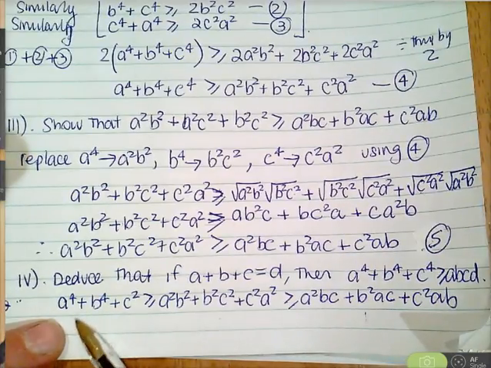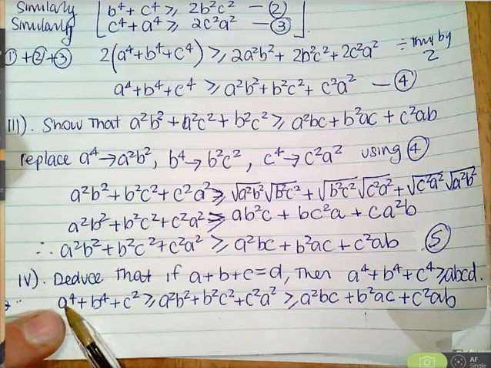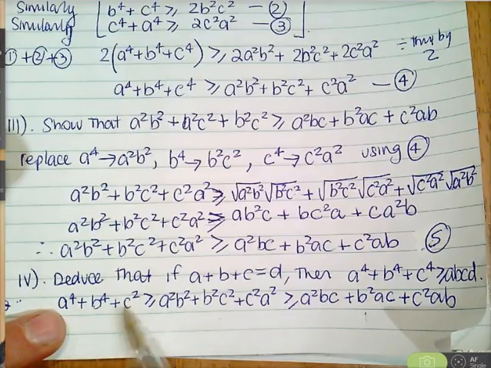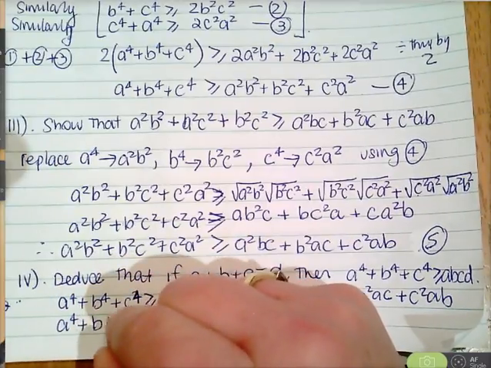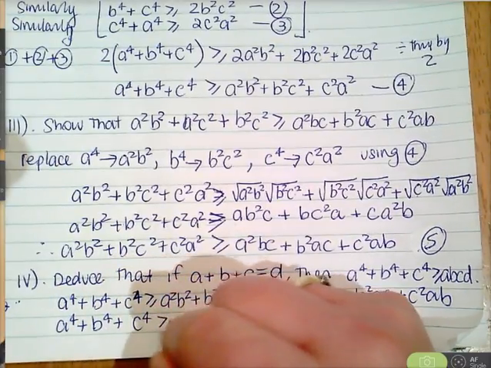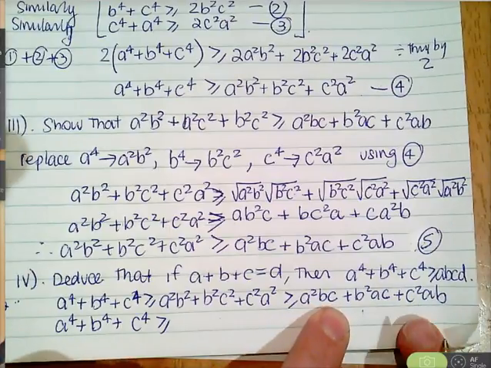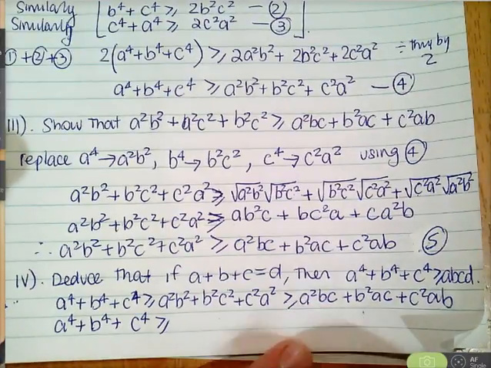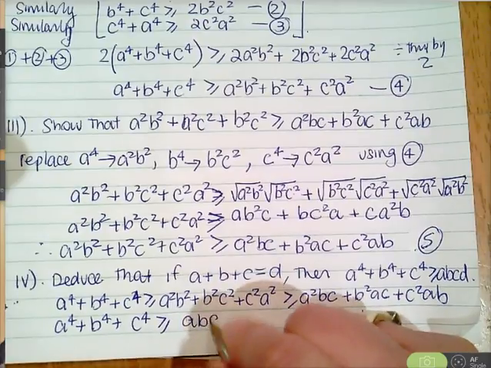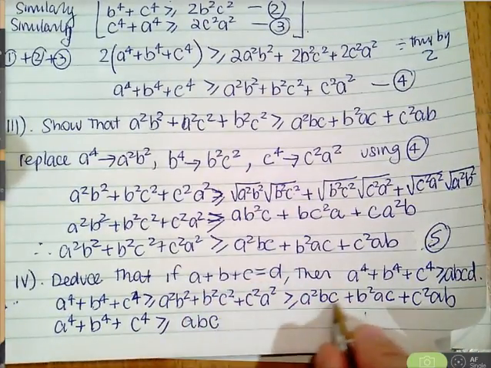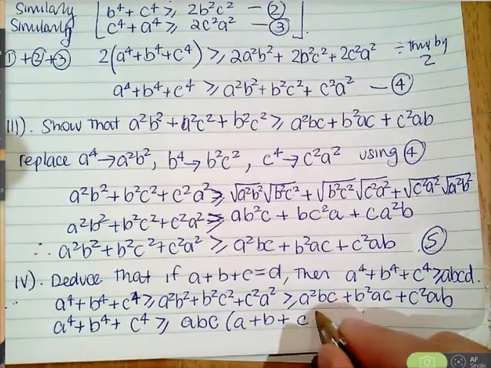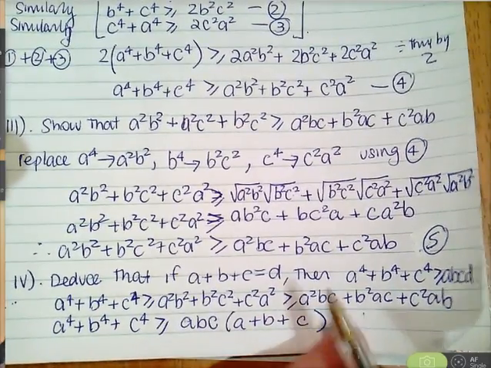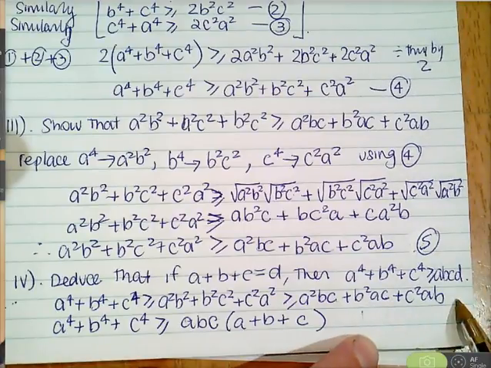So therefore we can say that A to the power of 4 plus B to the power of 4 plus C to the power of 4 is greater than or equal to this result here. Now we can factorize this, and we know that ABC is a common factor, and we've got A plus B plus C. So we've got ABC as a common factor there.